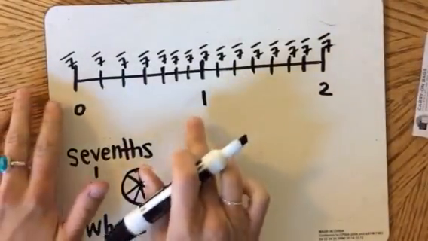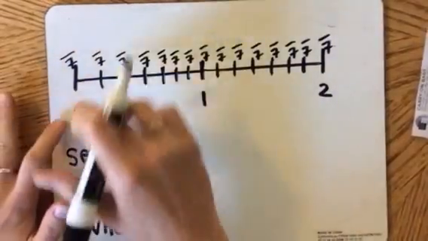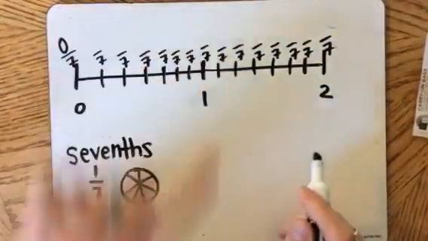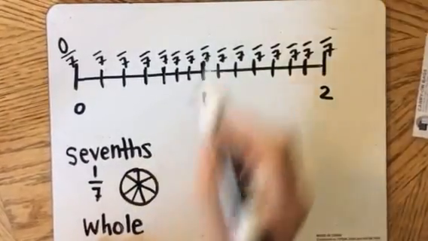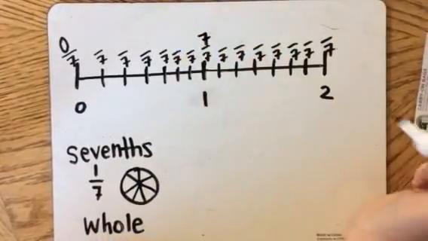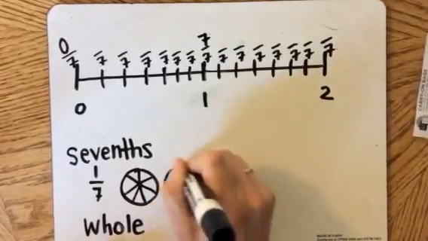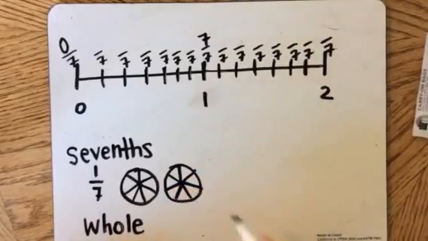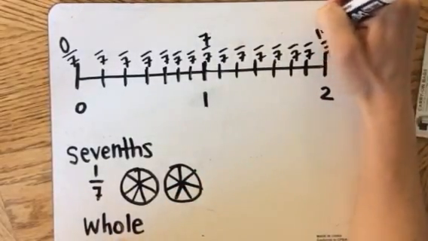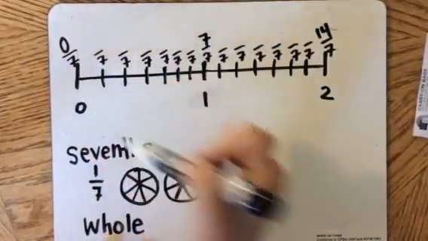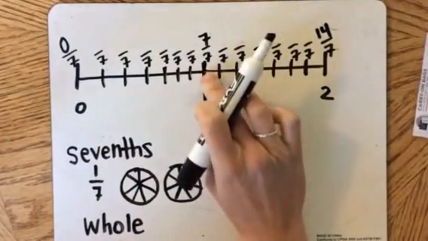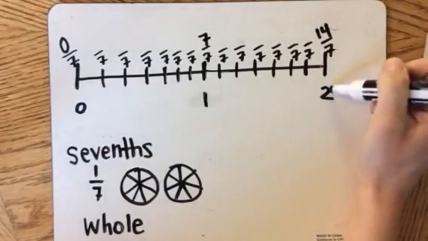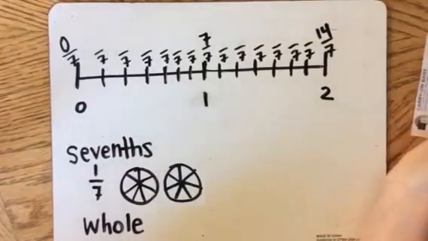Excellent. Let's go ahead and fill in our really important ones. So I know 0 is going to be 0. If I have one whole, how many sevenths will I have? I'll have 7. And if I have 2 wholes, how many sevenths? I'll have 14. Remember, the relationship between my denominator and my numerator, well, if I have 2 wholes, I can multiply 2 by 7 to get 14, right?